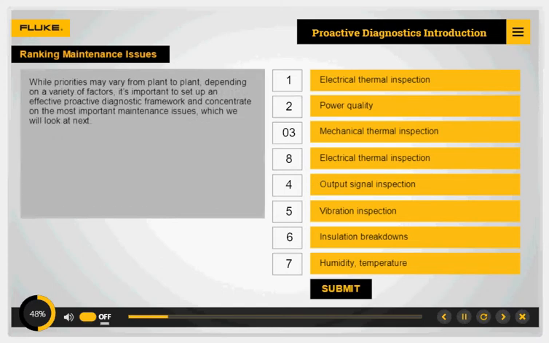While priorities may vary from plant to plant depending on a variety of factors, it's important to set up an effective proactive diagnostic framework and concentrate on the most important maintenance issues, which we will look at next.